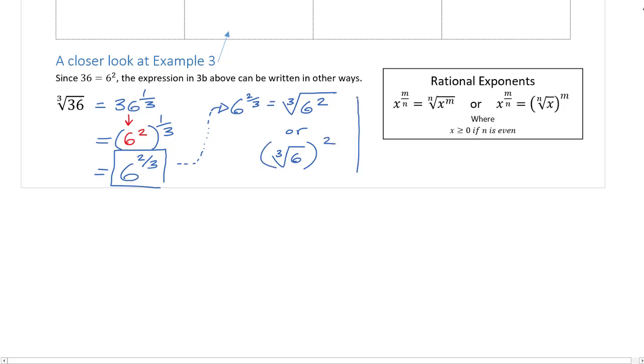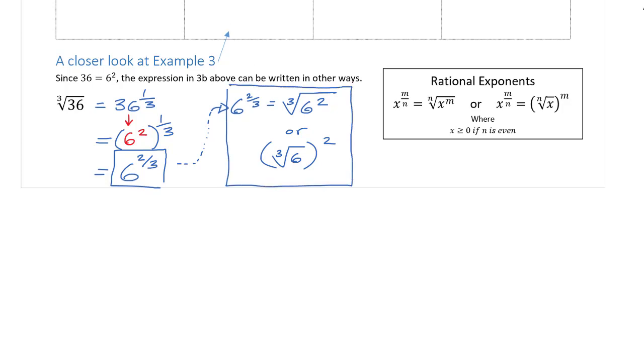Now this is a little more important than maybe it seems right now. I want to highlight what I've written right here. Look at the top number, the squared. 6 squared is 36, right? Isn't that where I got that 6 squared from to begin with? So that top number of the fraction is a regular exponent the way we're used to it. The bottom number, let me highlight that in green, is the index of the radical.